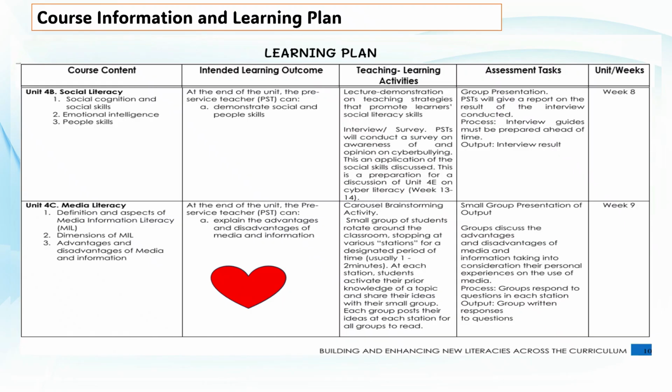Activity: we will conduct a carousel brainstorming activity. Small groups of students will rotate around the classroom, stopping at various stations for 1 to 2 minutes. At each station, students will activate prior knowledge, share ideas, and post their responses for all groups to read. Process: groups will respond to guiding questions at each station.